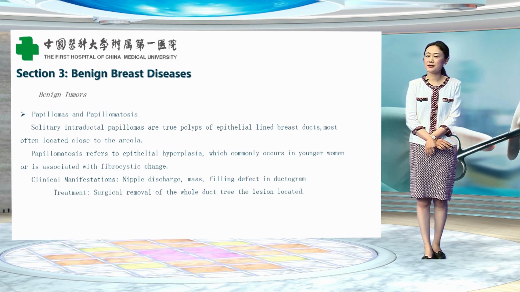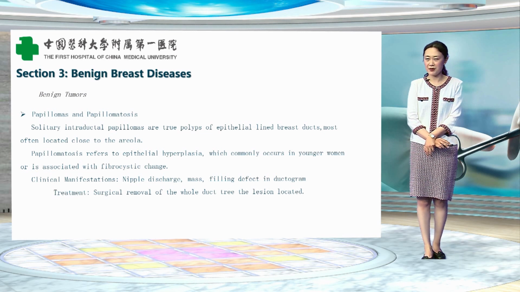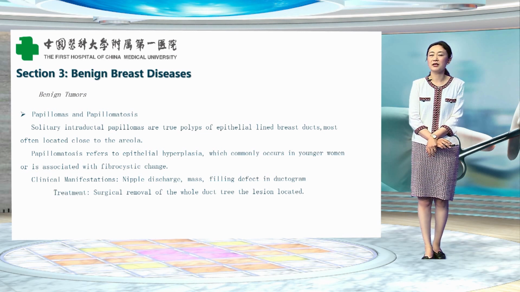While papillomatosis is not composed of true papillomas, it has hyperplastic epithelium that may fill individual ducts like a true polyp, but has no stalk of fibrovascular tissue. It is controversial whether papillomas have malignant potential, but in my opinion, the multiple papillomas, especially the peripheral papillomas, are more dangerous than solitary intraductal papillomas.